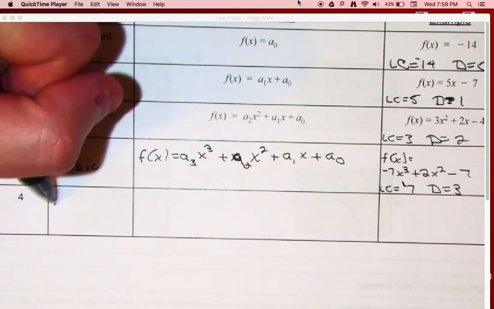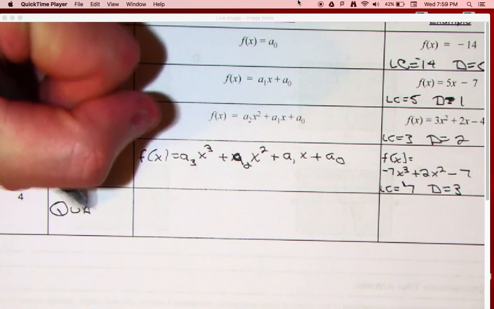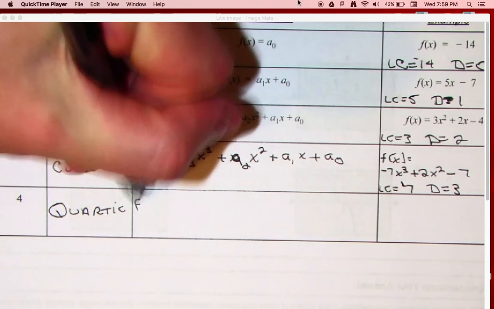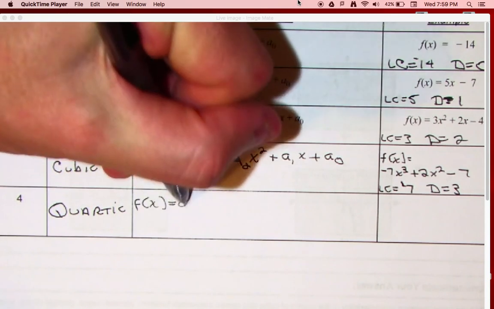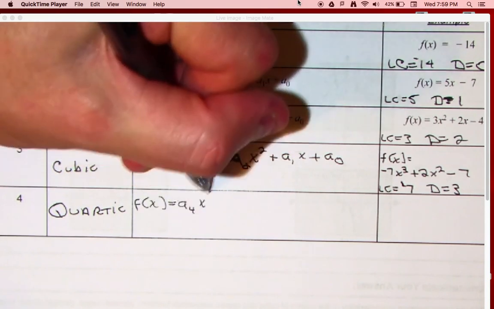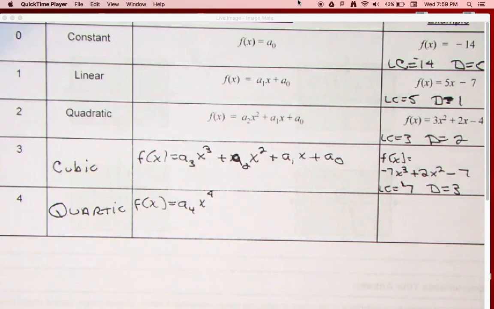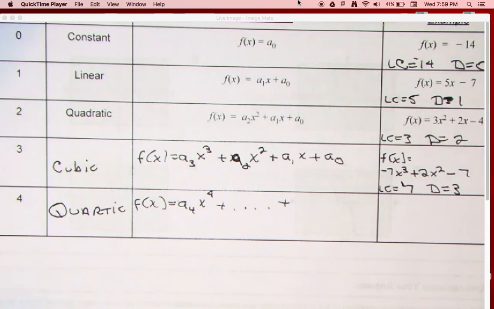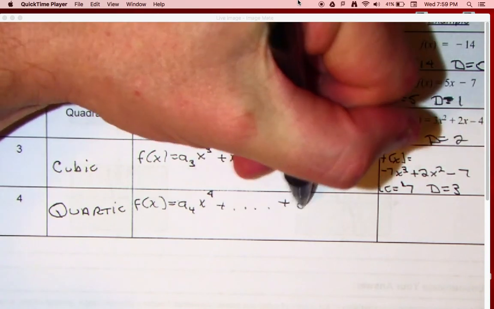The next one, if we have a degree of 4, we call those quartic. And what that means, if I want to write out the general form, is that my highest exponent is 4, so a sub 4 x to the fourth, and for time's sake, it's all that other stuff plus a sub 0.